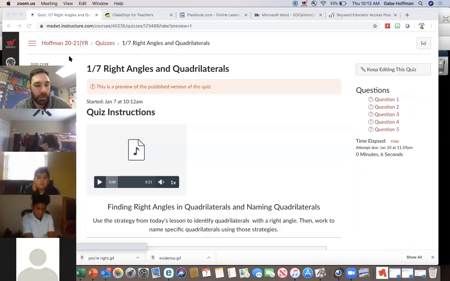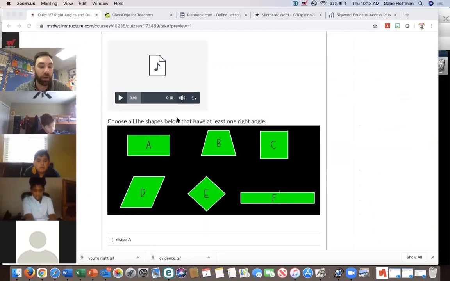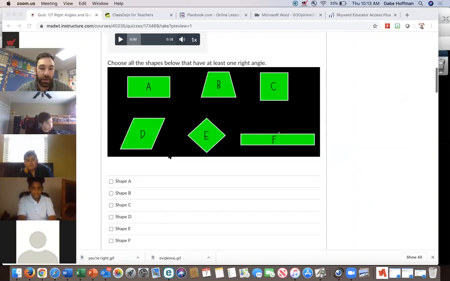So let's go. We're going to open Thursday, and you're going to click on math, right angles and quadrilaterals. And it's a quiz. So I'm going to show you what it looks like. Can you see my screen now? Yeah. Okay, so the first one says choose all the shapes below that have at least one right angle. So this is where you might need to take those Post-it notes and stick them in the corners to see if you think it has a right angle. You're going to click all.